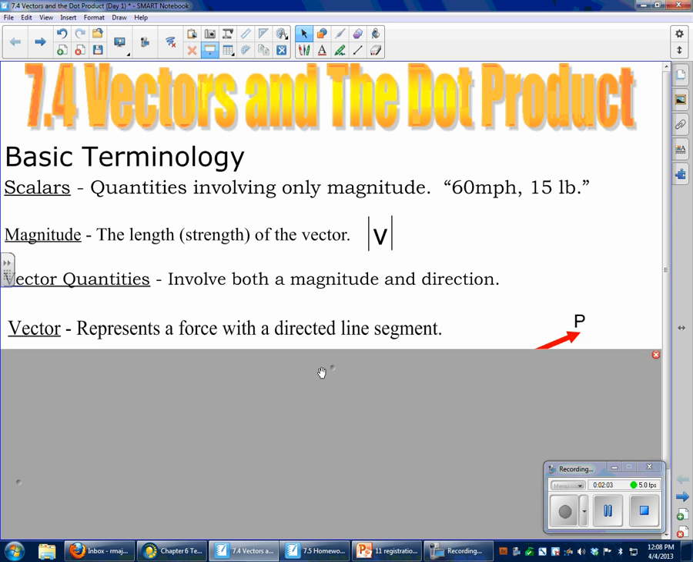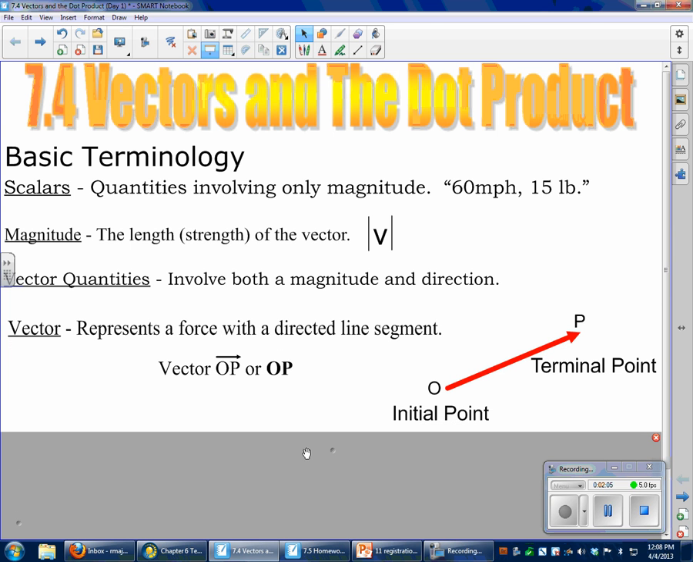The next one is just a vector, and that's what we call a directed line segment. The notation for vectors is a lot of times you'll see them with two letters, like vector OP here with a little directed line segment above it. These are rays, so there is a starting point, the initial point, and then it heads off to point P, but doesn't stop there, it just keeps going. That force is being applied infinitely in that direction.